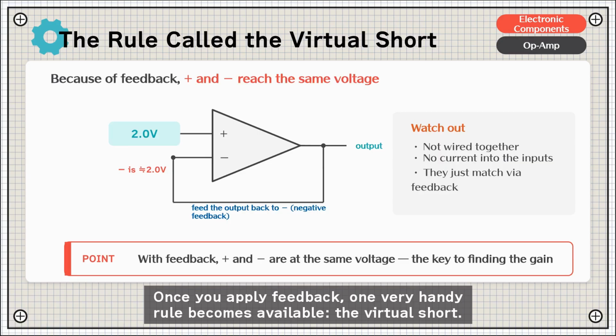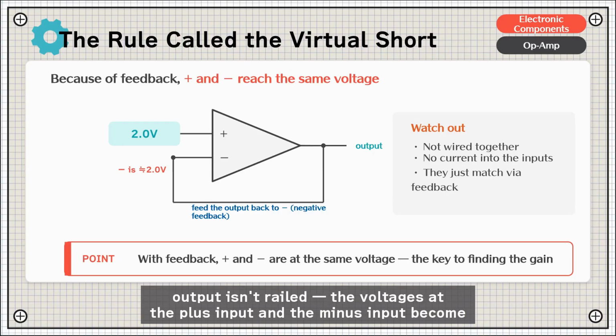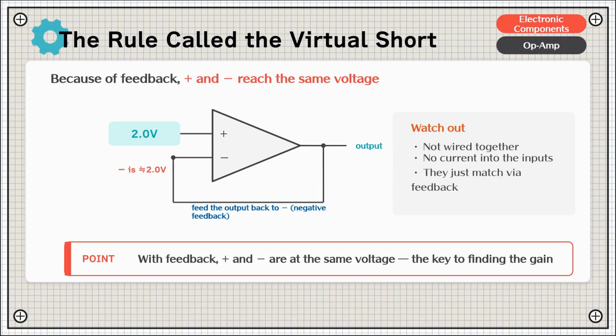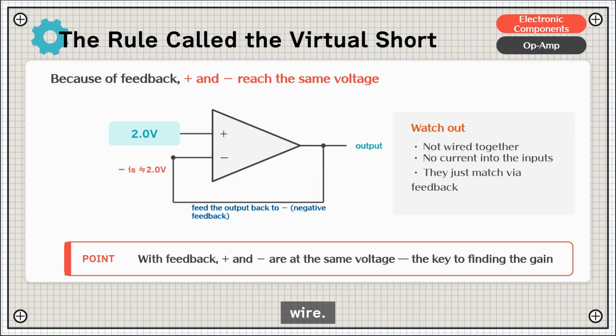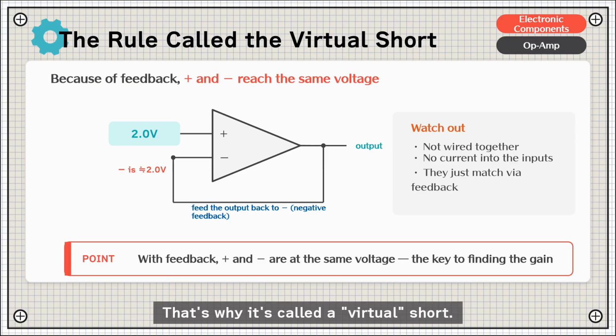Once you apply feedback, one very handy rule becomes available, the virtual short. The virtual short says that in the normal state, when feedback is working and the output isn't railed, the voltages at the plus input and the minus input become almost the same. This happens as a result of the op-amp adjusting its output to drive the difference between the two inputs towards zero. What I want you to be careful about is that the two inputs are not connected by a wire. The voltages simply end up matching as a result, and no current flows between the inputs either. That's why it's called a virtual short.